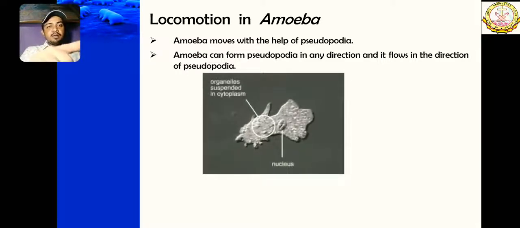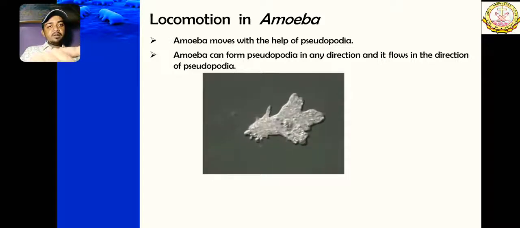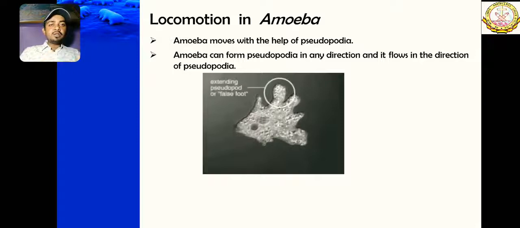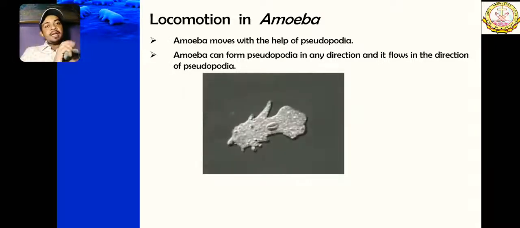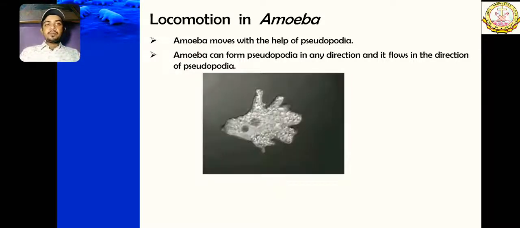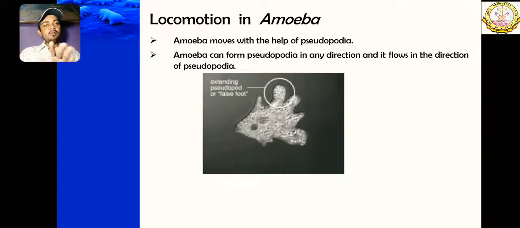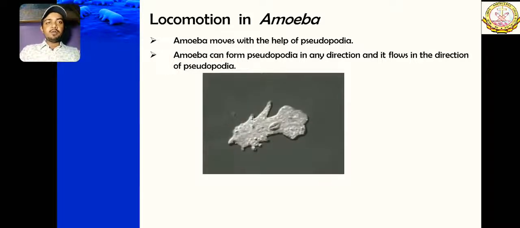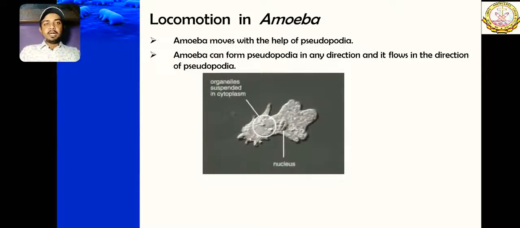Other cell organelles are suspended, you can also see the nucleus, and the contractile vacuole behind the nucleus. So cells move like this, forming pseudopodia and moving forward. I hope it is very clear to you all how an amoeba moves forward. Pseudopodia, or false foot, nucleus and other cell organelles.